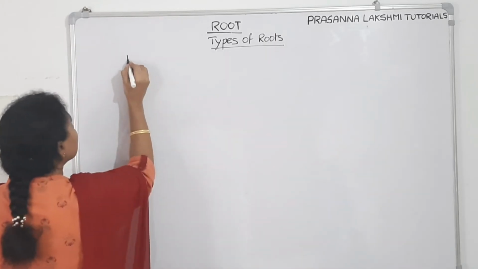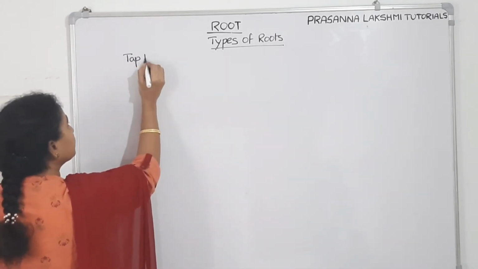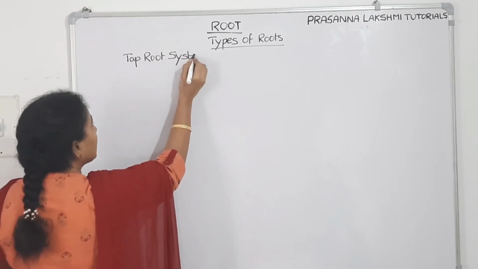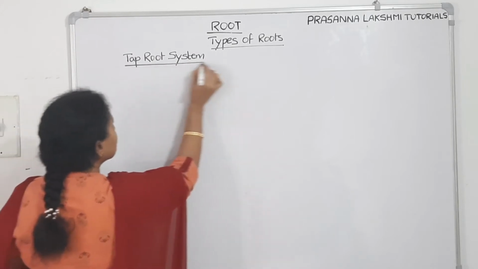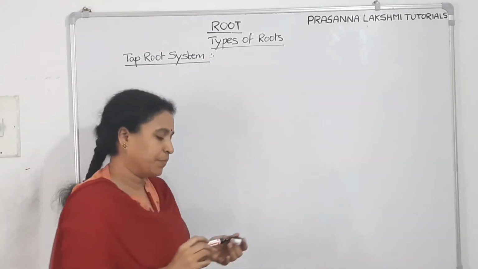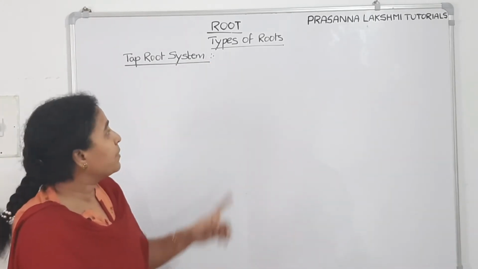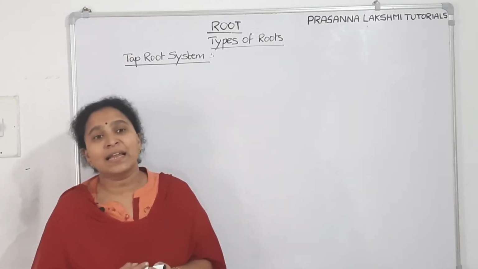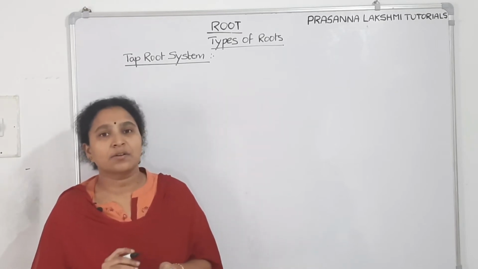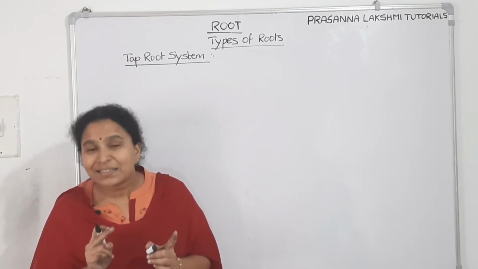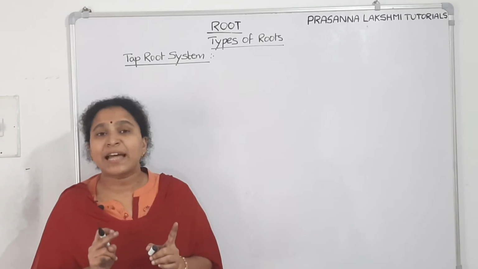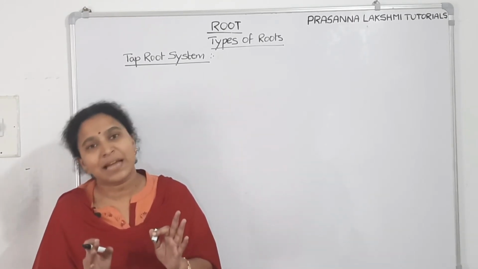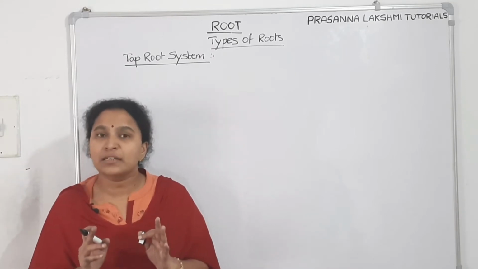The first one is the taproot system. Let us see what is the taproot system. Now, I showed in the previous picture that the root comes from the radicle, which is an embryonic axis, right? So, the root which directly originates from the radicle is called the primary root. The primary root itself is a taproot, which is a characteristic feature in dicots.